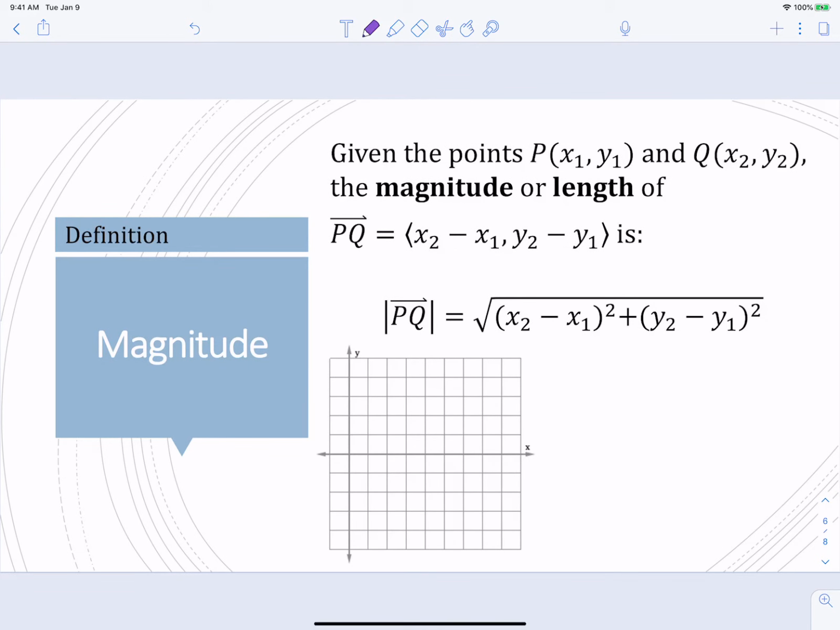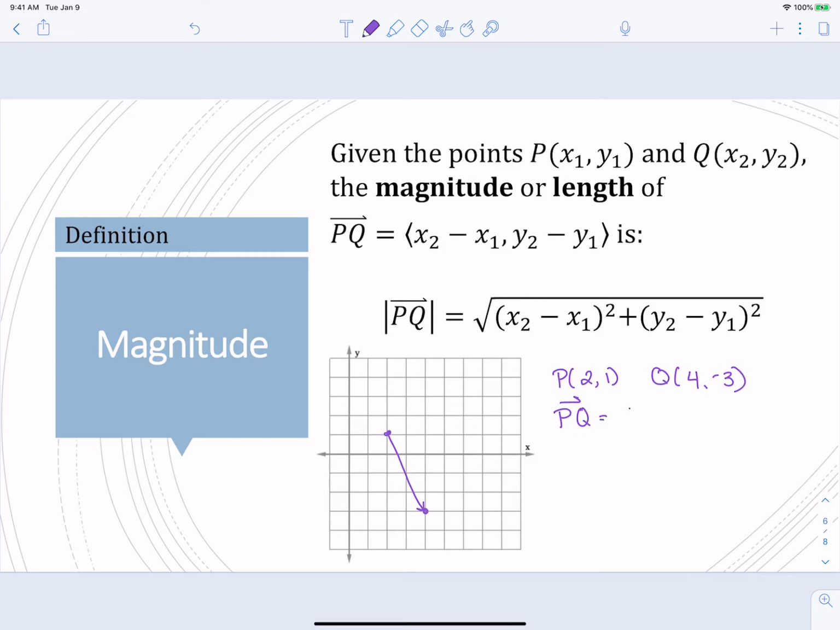Okay, so magnitude, how we find that is, say we're given 2 points in the plane and they create a vector. Let's go, for example, point P would be at 2, 1, and point Q would be at 4, negative 3. So P would be right there, and Q, 1, 2, 3, 4, and negative 3. So our vector looks like that.